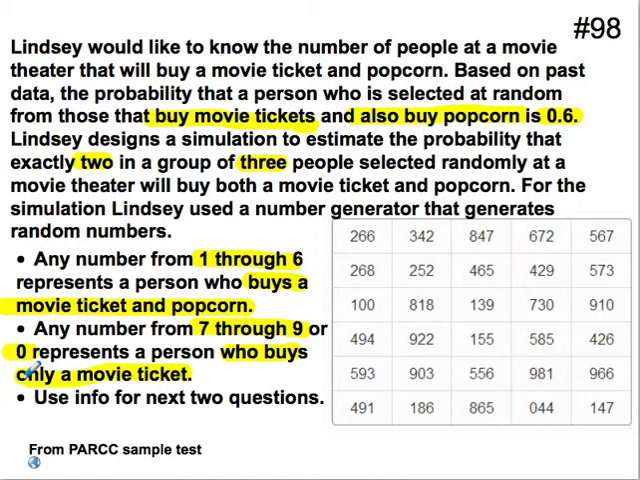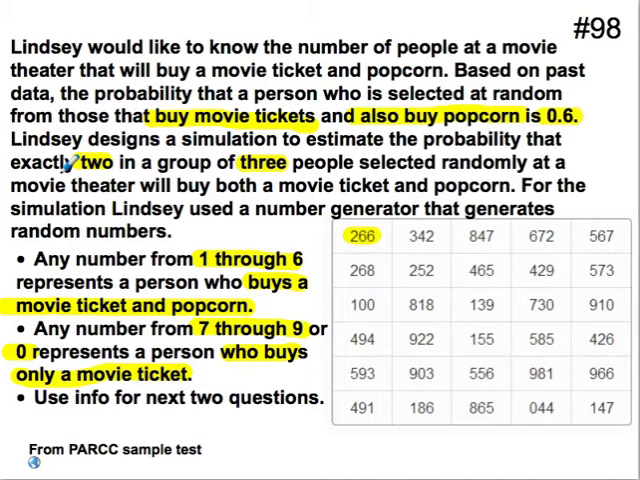So let's take a look at this chart over here. Each one of these 3-digit numbers represents the 3 people. So using this information, we'll look at this. The first person is a number 2, so they bought a movie ticket and popcorn. 6 also bought a movie ticket and popcorn, and so did this 6. So out of these 3 people, all 3 of them bought a movie ticket and popcorn. And that's not what we're looking for. We're looking for exactly 2 people out of 3.